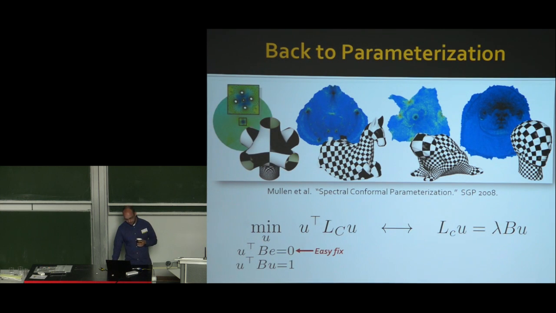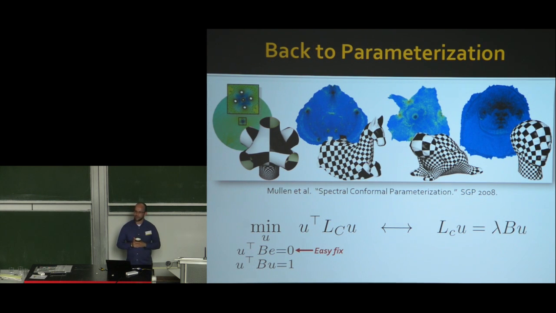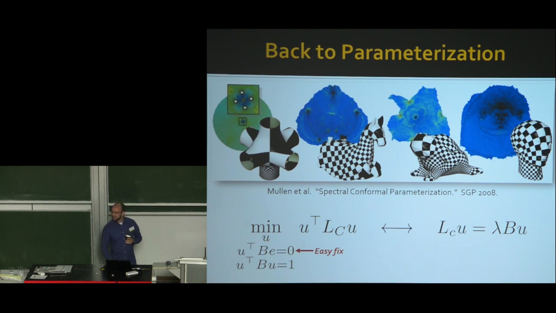So for example, in parameterization, in this spectral conformal parameterization paper in 2008, essentially that's all they do. There's some window dressing, but the basics here are exactly that. They just say, okay, if I don't want to constrain the boundary, I'm going to just add a constraint that everything doesn't get mapped to a point, and out comes an eigenvalue problem. And there's one detail here, which is that they also need a second constraint that's linear, and that turns out not to be a very big deal in the scheme of things.